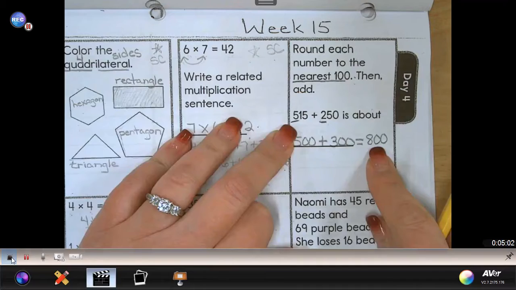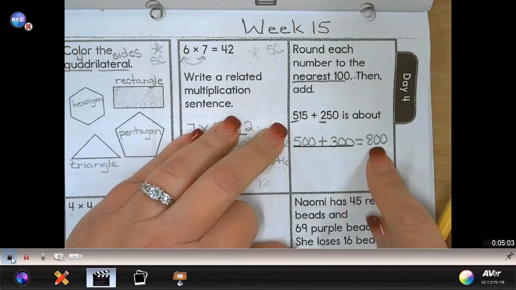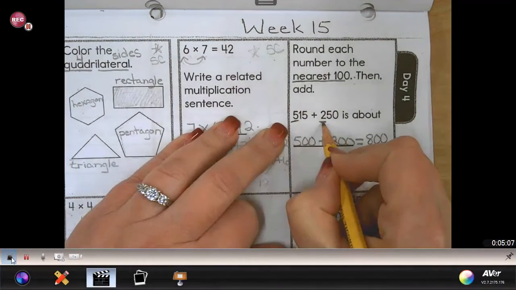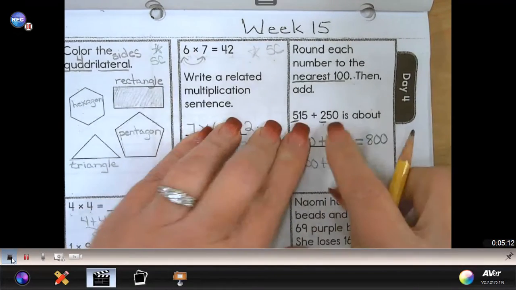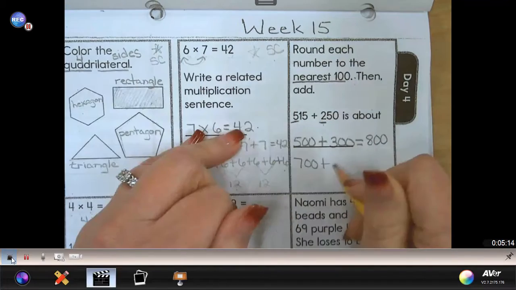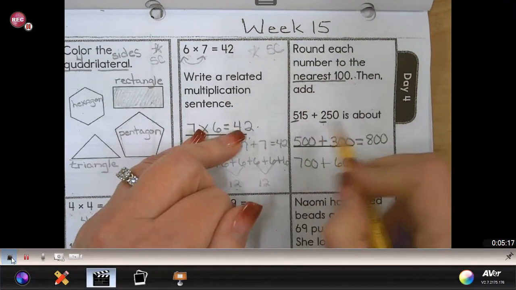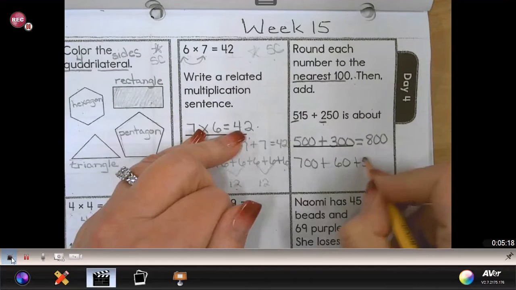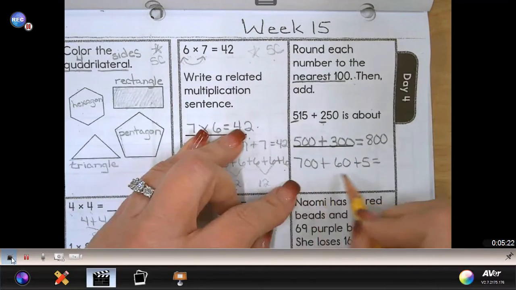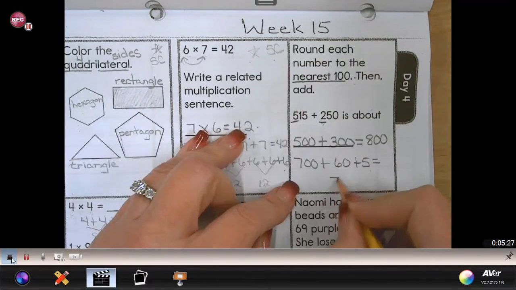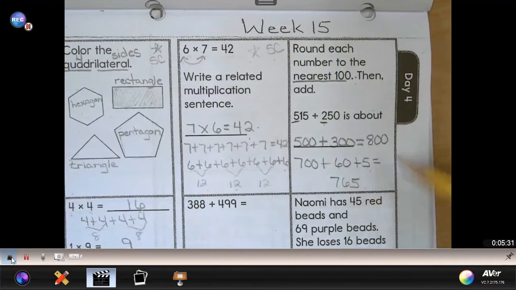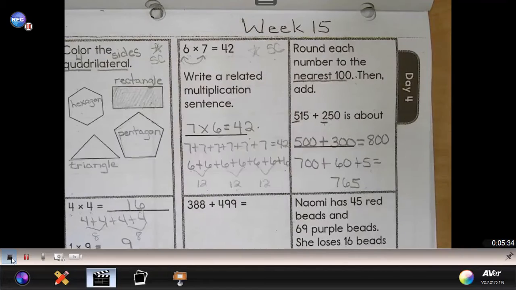It's not going to be exactly 800. It's going to be close to it. So let's add 500 plus 200. 500 plus 200 is 700. And 10 plus 50 is going to be 60. And 5 plus 0, of course, is 5. Now, when I put this all together, back from expanded form to standard form as a regular number, we would get 765. And so 765 is close to 800. So we know we rounded correctly.